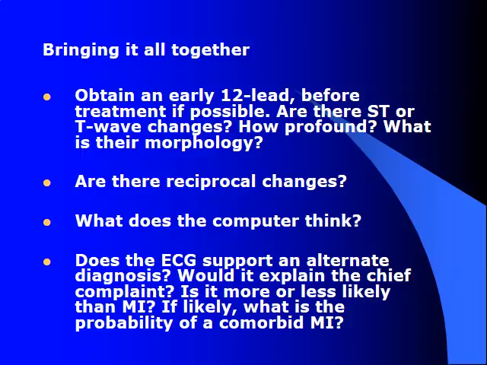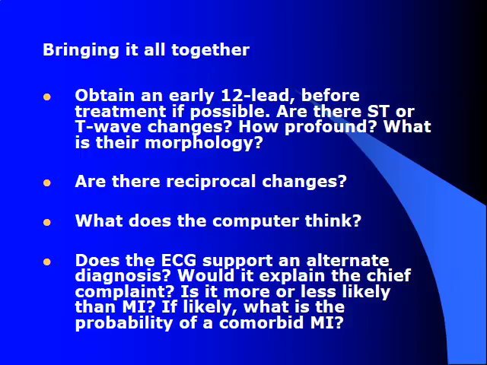And does the ECG support any other alternate diagnosis? Would our ECG findings explain the chief complaint? Is it more or less likely than MI? If likely, what is the probability of a comorbid MI? What that means is, if we have, like we mentioned, a patient with Wolff-Parkinson-White disease, and they have a recent history of pre-excitation tachycardia, the odds that they have a comorbid MI in the presence of this setting are pretty rare. So we need to think about that as we're considering what could be going on.